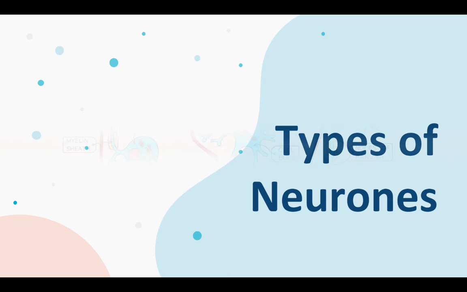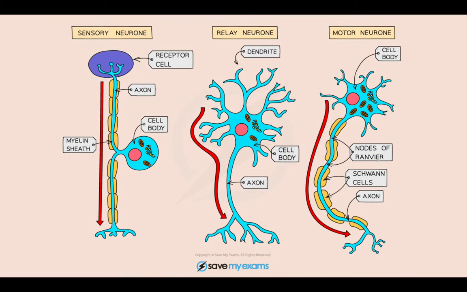Okay, ada berapa jenis? There are 3 types of neuron. The first one is sensory neuron. The second one is known as relay neuron. And the third one is the motor neuron. As you can see, the 3 types of neuron are differ in the name as well as the structure.